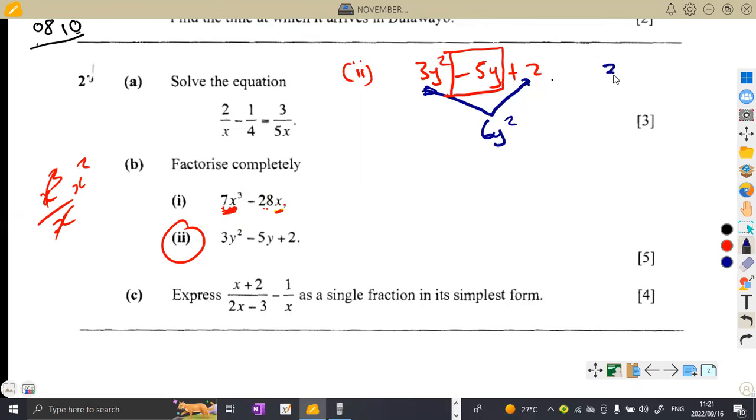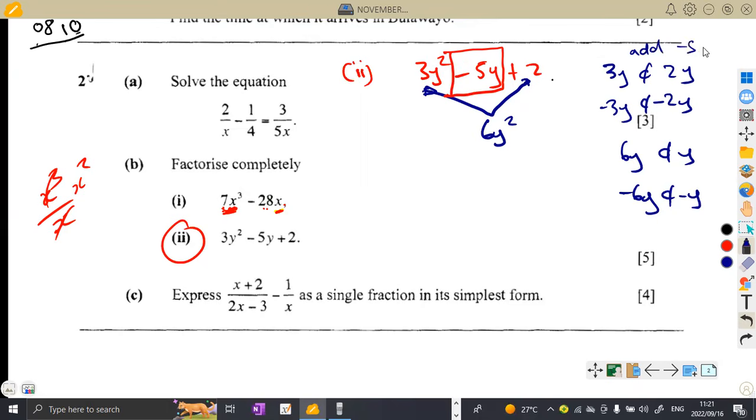So there are so many terms. We've got 3y and 2y. If you multiply, you get 6, minus 3y and minus 2y. If you multiply this, you get positive 6y and y. If you multiply this, you get 6 minus 6y and minus y. But which of these, when you add, are you going to get negative 5y?